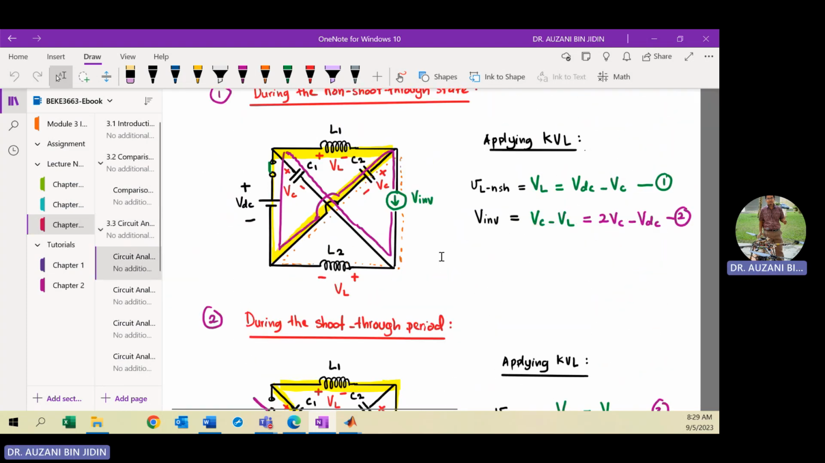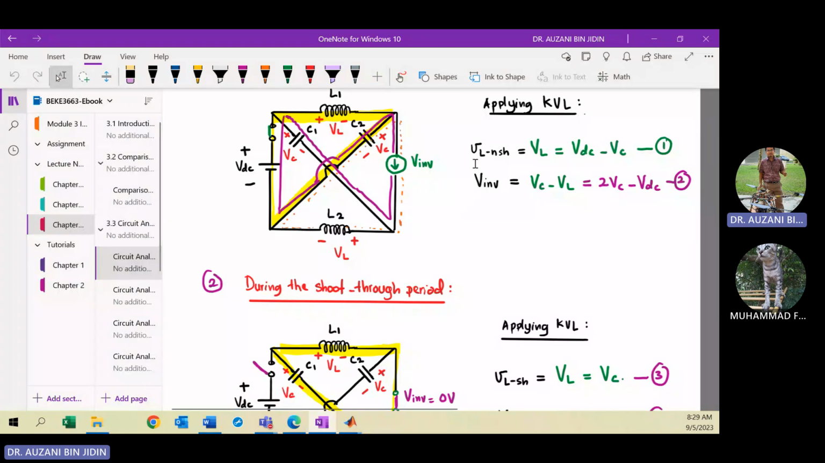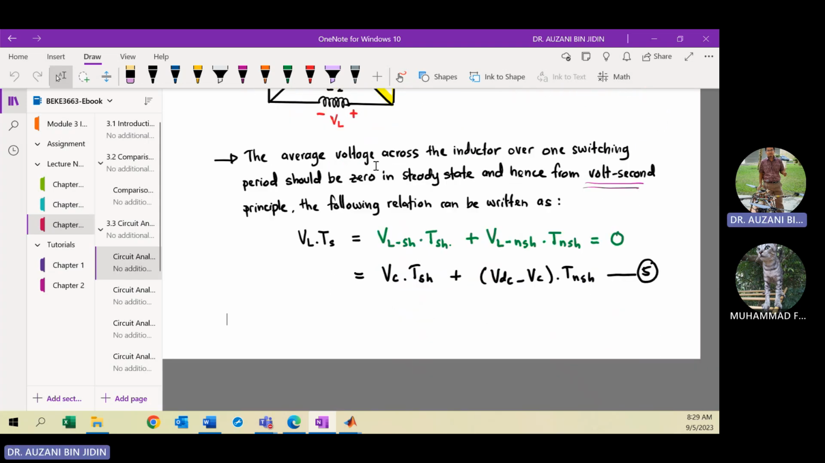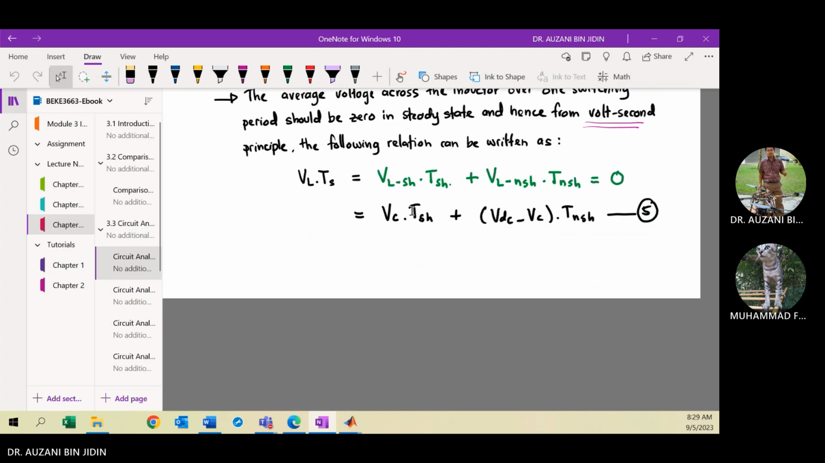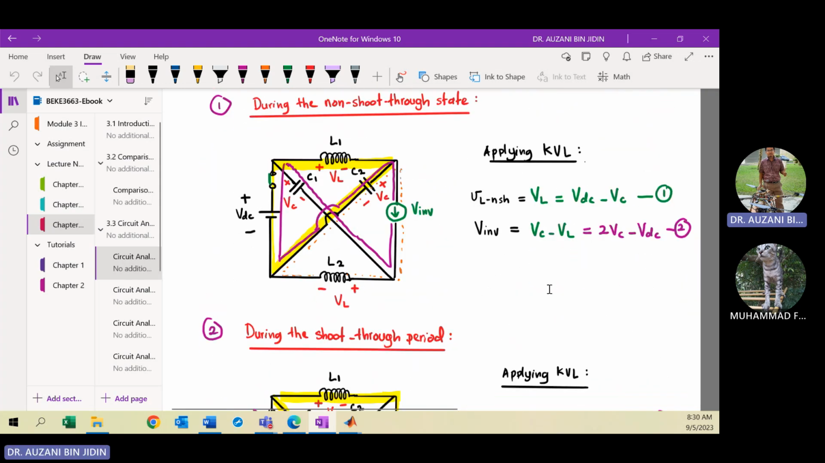Then we analyze the two equivalent circuits to obtain the inductor voltage and inverter voltage for the two cases, non-shoot through and shoot through. Then you apply the assumption that the average voltage across the inductor over one switching period will be 0. So you multiply the inductor voltage by its time: the inductor voltage during shoot through multiplied by the shoot through period, and the inductor voltage for non-shoot through multiplied by the non-shoot through period. The VL for shoot through and non-shoot through you substitute using equation 1 for non-shoot through and 3.